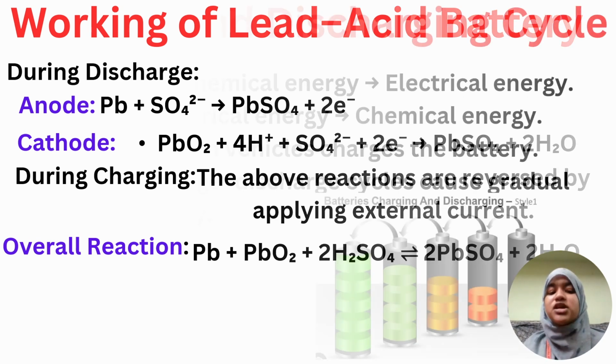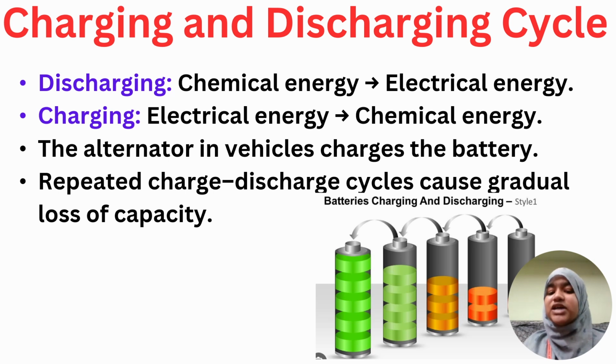And now next, what is meant by the charging and discharging cycle? Discharging means converting chemical energy to electrical energy. Charging means electrical energy is converted into chemical energy. The alternator in vehicles charges the battery. Repeated charge and discharge cycles cause gradual loss of capacity.